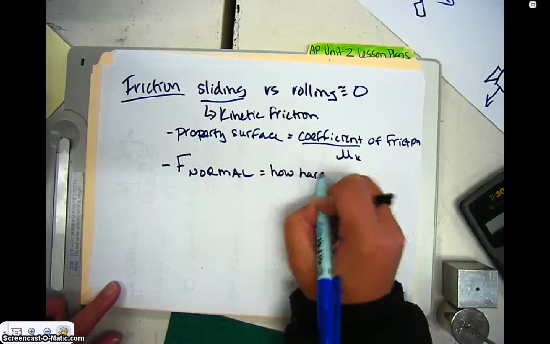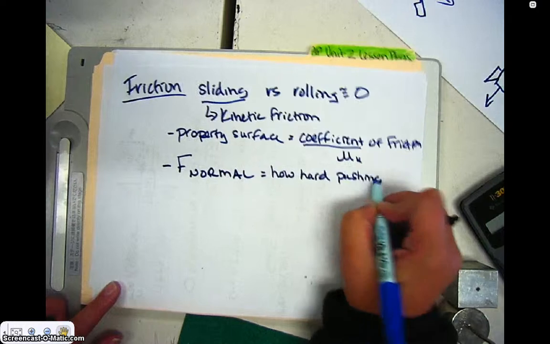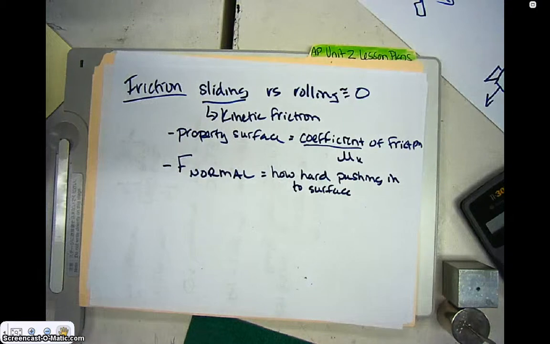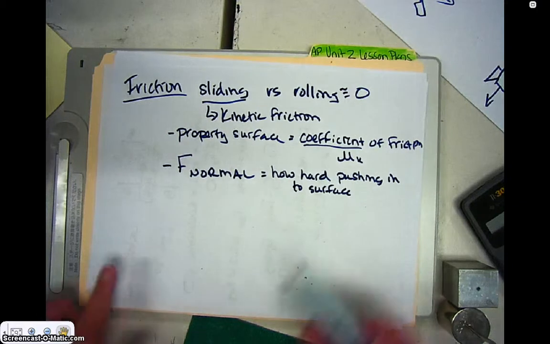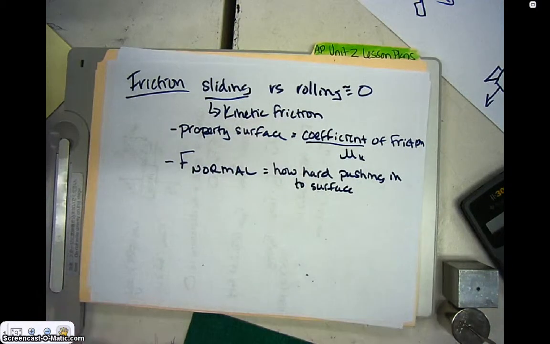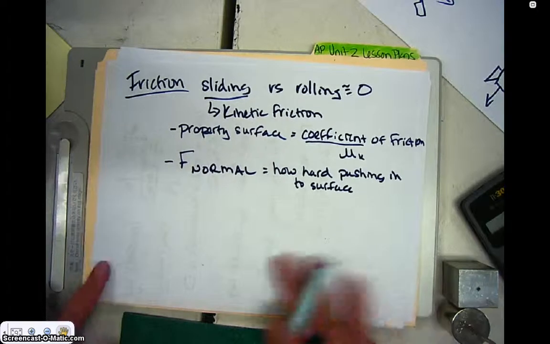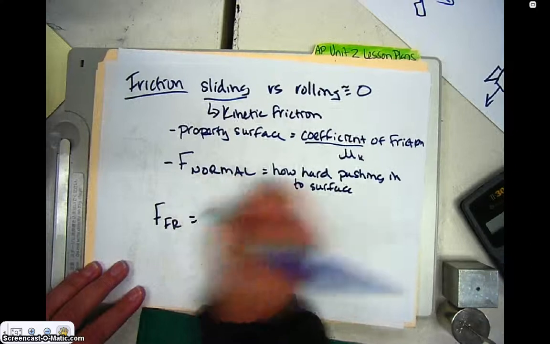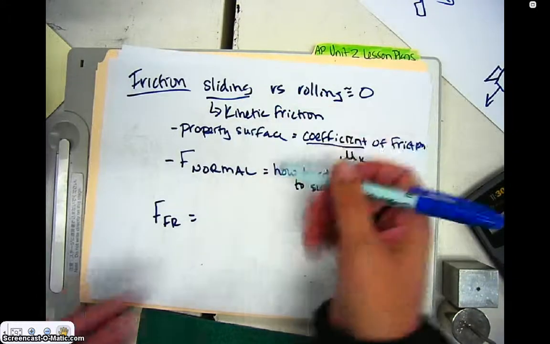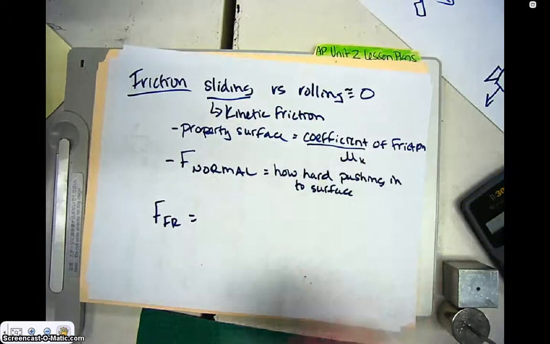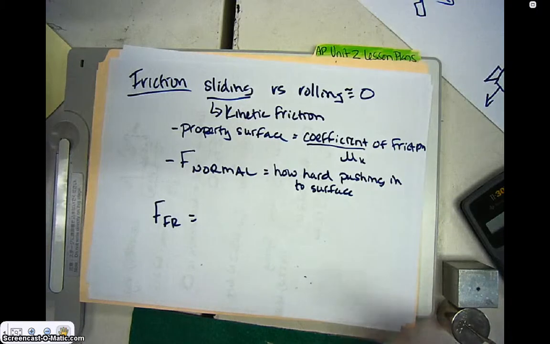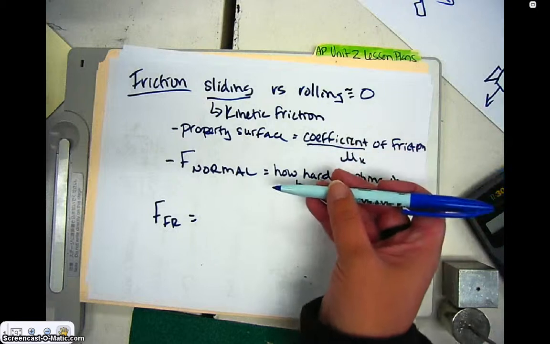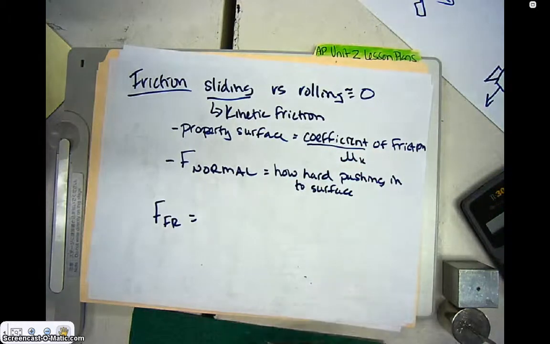So hard pushing into the surface. Okay, so these are the two things that affect friction. So let's think about them and mathematically figure out the equation. We're going to have the force due to friction equal to some algebraic relationship between these two factors. We have to think about whether it is going to be inversely proportional or directly proportional. So are we going to multiply these two terms, or are we going to divide these two terms?